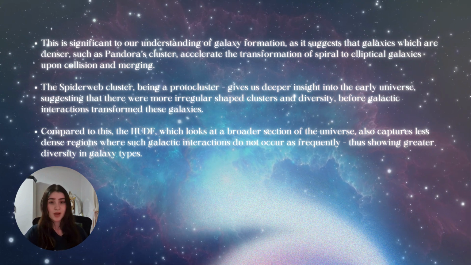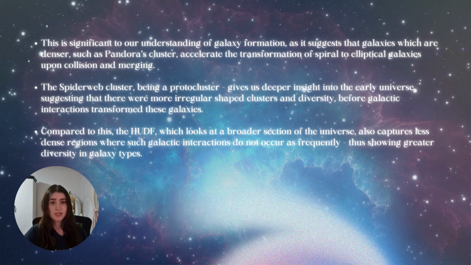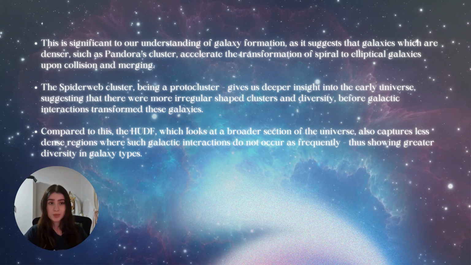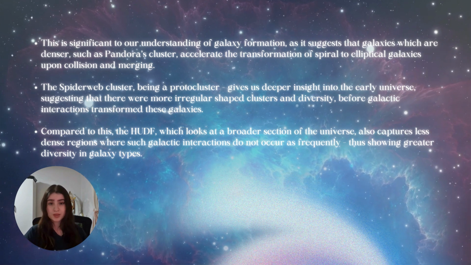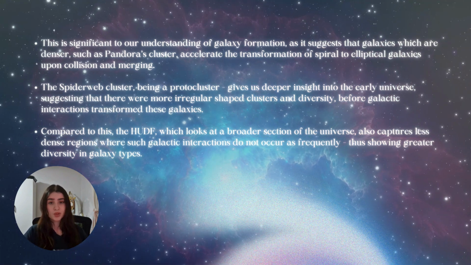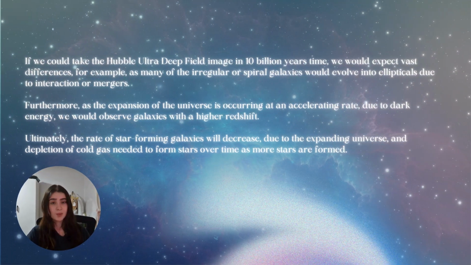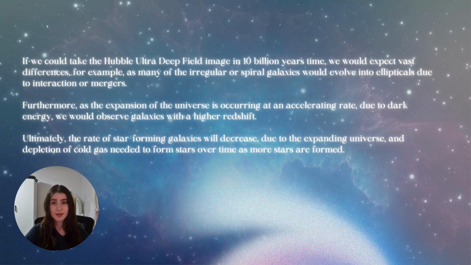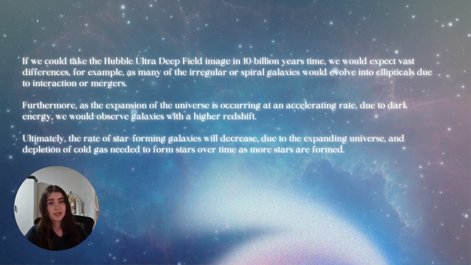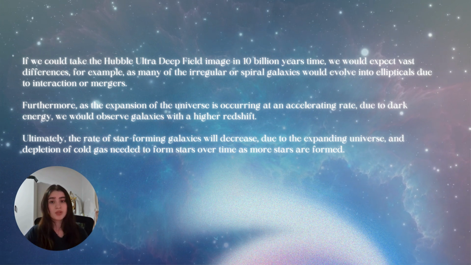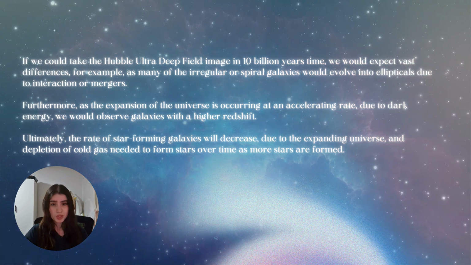Comparing this to the Hubble Ultra Deep Field image, which looks at a broader section of the universe, also captures less dense regions where such galactic interactions do not occur as frequently, thus showing greater diversity in galaxy types. If we could take the Hubble Ultra Deep Field image in 10 billion years' time, we would expect vast differences. For example, many of the irregular or spiral galaxies would evolve into ellipticals due to interactions or mergers.